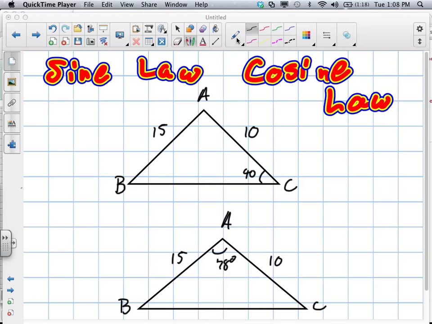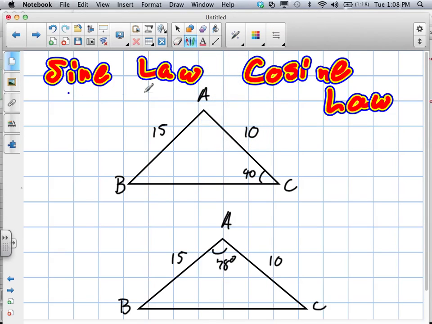Okay, so you can technically use sine and cosine law for any triangle, whether it's right angle or non-right angle. We have non-right angle triangles up right now. The easiest way to remember it is always try to use sine law because it technically is the fastest one to use. Okay? Always try to do what's easiest first.